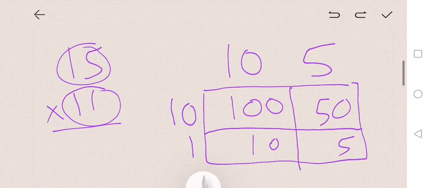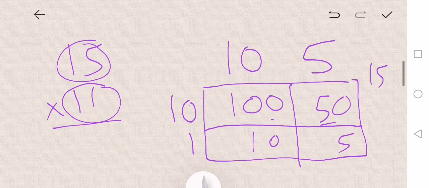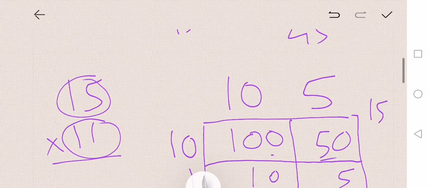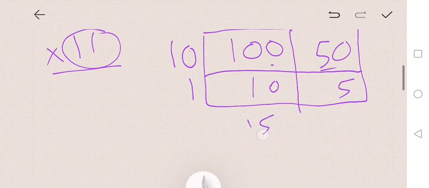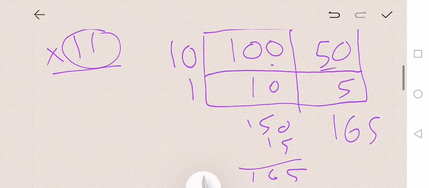Now what you have to do, you need to add all the numbers you have got. So you add 100 plus 50, so that's 150. And 10 plus 5 is 15. So that means 165. The answer is 165. Got it? It's very simple, but I still prefer my way. But there is no harm to learn new things.